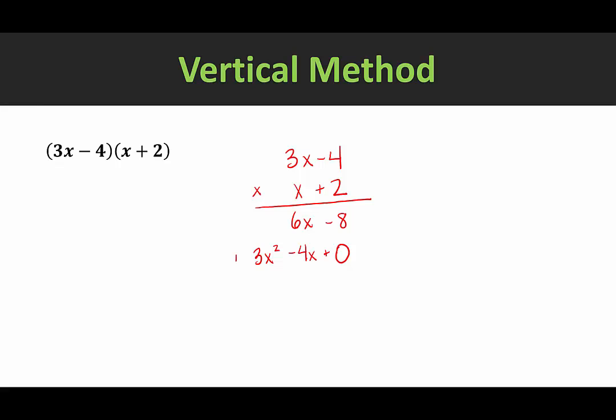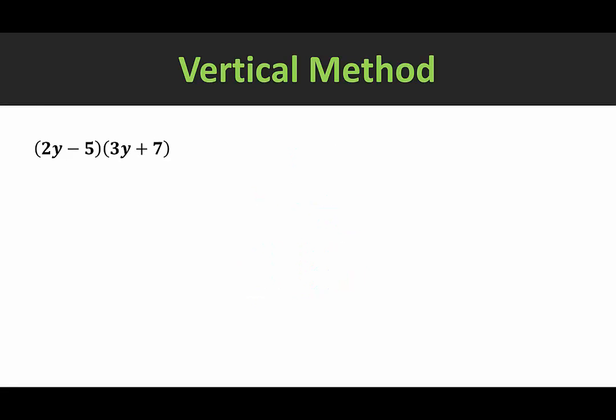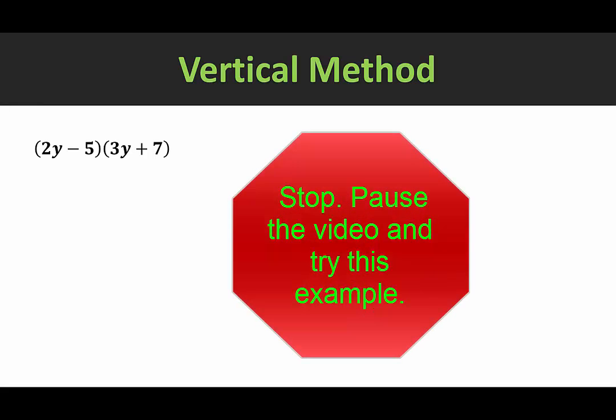Now add your two rows. 3x squared. 6x minus 4x is plus 2x. Minus 8 and 0 is minus 8. Hopefully you're catching on by now. Here's an example. Try this one on your own. Go ahead, hit pause and try it on your own.